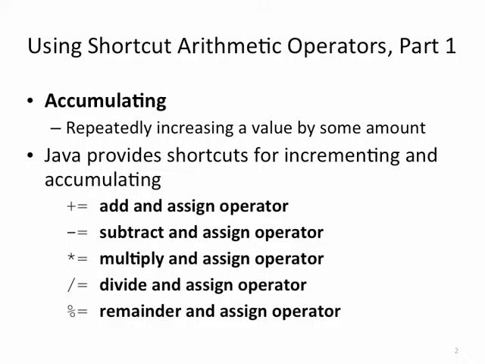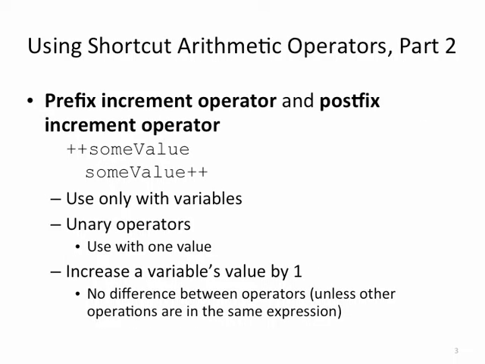Java provides some shortcut operators for incrementing and accumulating, for counting and accumulating. And they are plus equals, minus equals, multiply equals, divide equals, and modulus equals. So you may recall from a previous unit or part that we had loopCount equals loopCount plus 1. We could accomplish the exact same thing by saying loopCount plus equals 1. That's the same as saying loopCount equals loopCount plus 1.